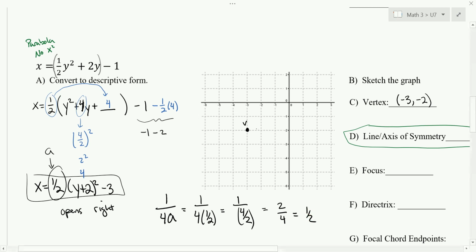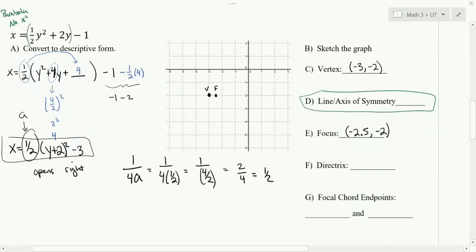And I'm opening to the right, so I'm going to go 1/2 to the right of the vertex. They're pretty close. And that's going to be negative 2.5, comma negative 2. And then let's go after the directrix, which would be right here. What's the equation of that line? X equals or Y equals? Are you sure? Yes. X equals negative 3.5.